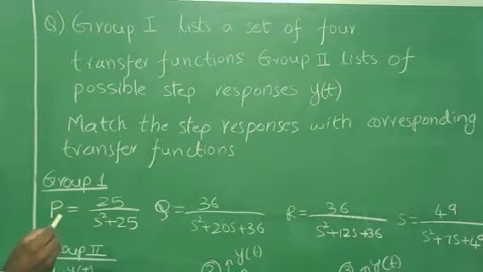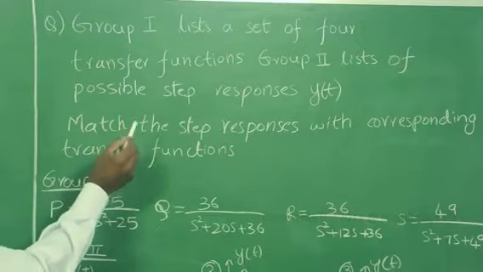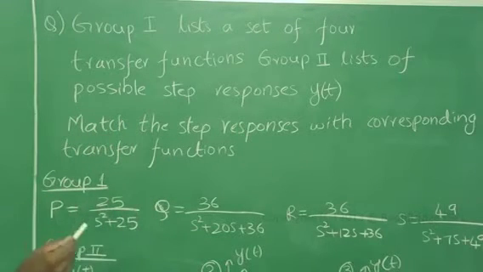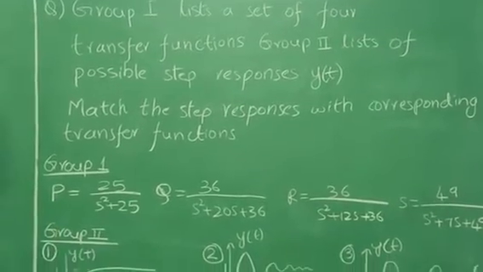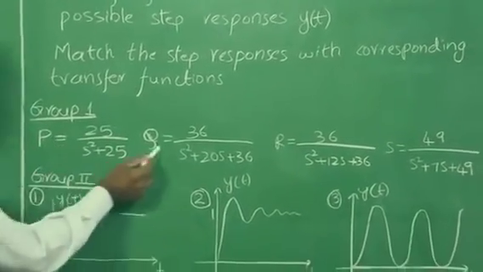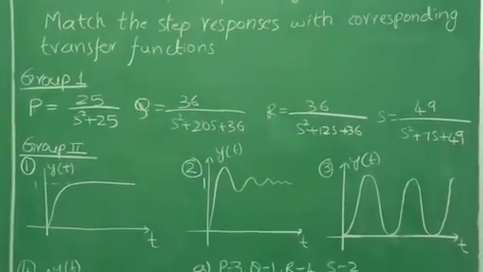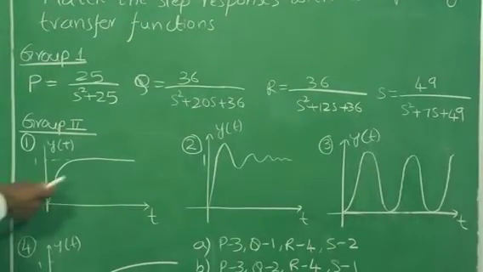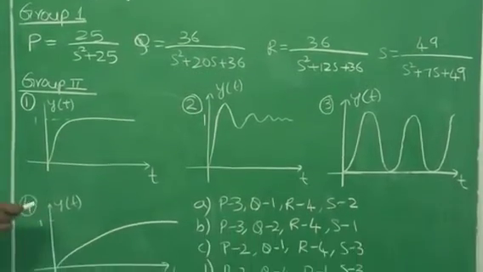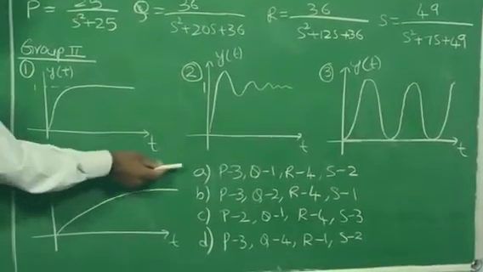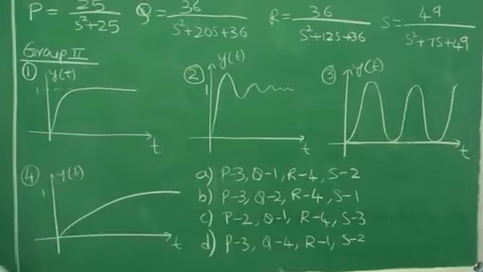Group 1 lists a set of 4 transfer functions and Group 2 lists possible step responses. Match the step responses with corresponding transfer functions. In Group 1 we have given 4 transfer functions, and in Group 2 we have 4 diagrams representing the step responses, and we have to match accordingly.